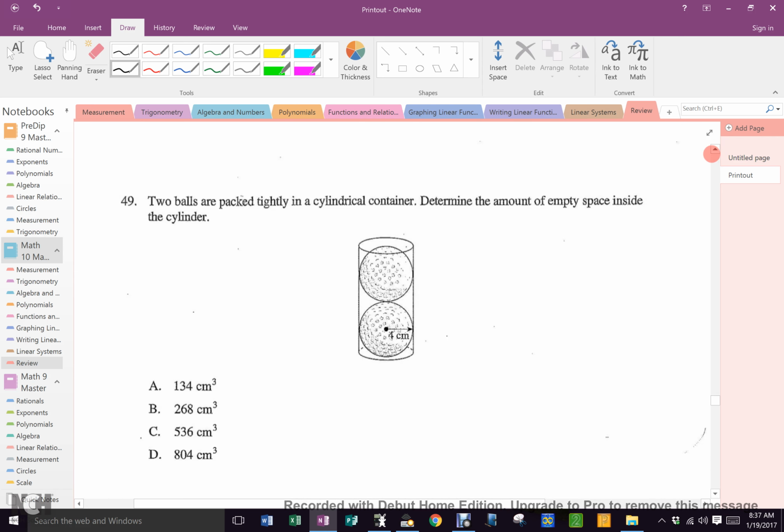You guys have seen something very similar to that in your notes. How do you find the empty space inside something? You subtract. Subtract what from what? Right? So you take the volume of one. What volume are we starting with? Which is the bigger volume? The cylinder. And I subtract what? Yeah, the volume of a sphere, right? So go.